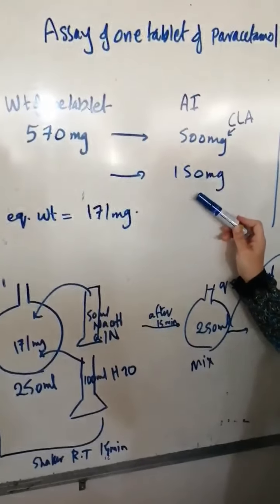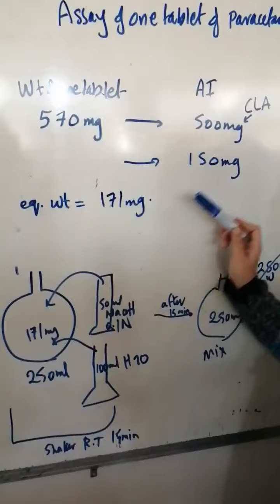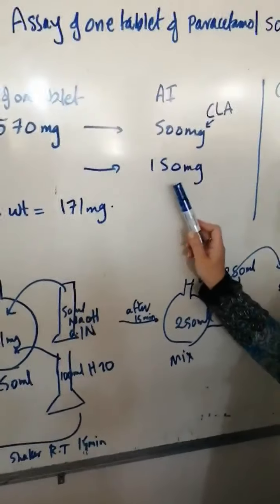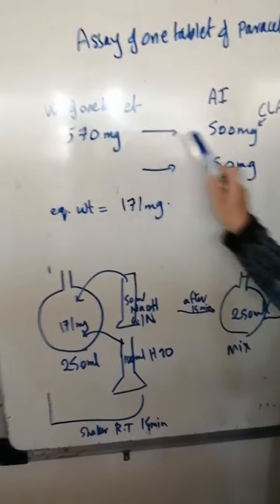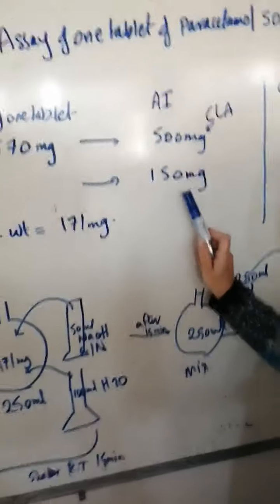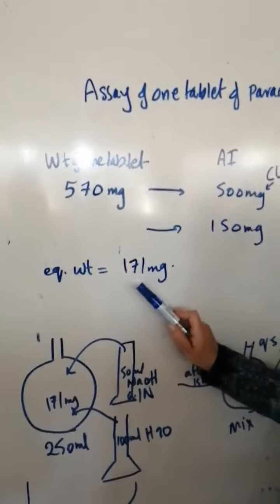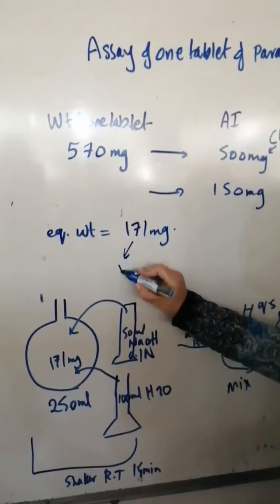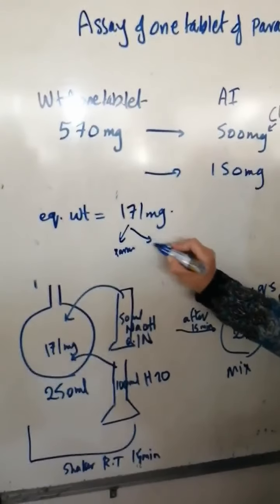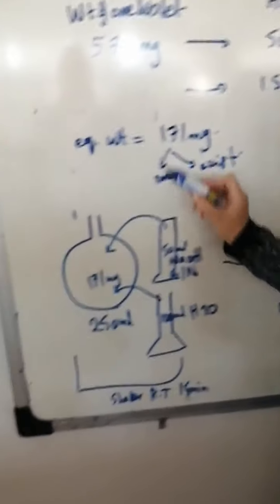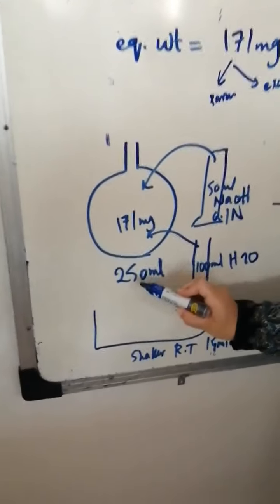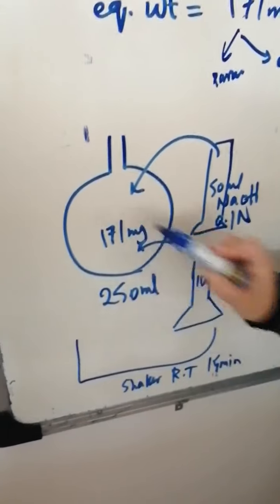So we are going to grind that tablet. How much will we take? We are going to make that calculation. The whole 570 milligram tablet contains, as they said, 500 milligram. If we are going to take just 150, we are going to take 171 milligram of the drug, the paracetamol, as they said, and the excipient. So we are going to take that equivalent amount and put it in a 250 ml volumetric flask.